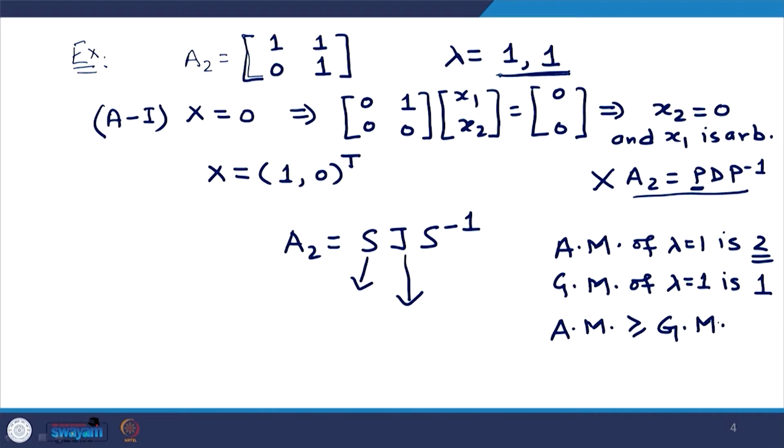Here you can notice that the geometric multiplicity never exceeds the algebraic multiplicity. Now, a matrix is diagonalizable only when algebraic multiplicity equals geometric multiplicity. If it is not equal, meaning algebraic multiplicity is greater than geometric multiplicity for one or more eigenvalues of a matrix, then we have to go for Jordan canonical transformation. So, that is the motivation behind learning the Jordan canonical transformation.